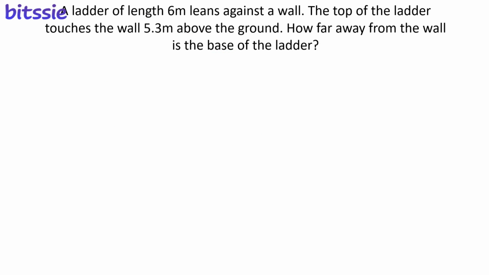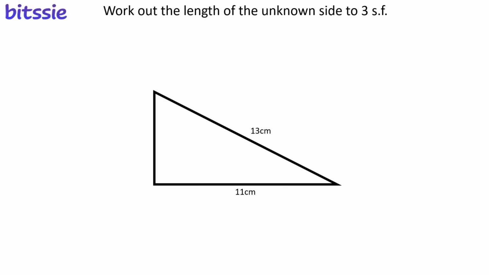Finally, let's look at question 5. Work out the length of the unknown side to 3 significant figures. As you can see, this is the unknown side. So if we have a right angle here, and this is our hypotenuse C, and this is our other side B, this is A. So again, we have A squared plus B squared is equal to C squared, where we don't know the value of A.